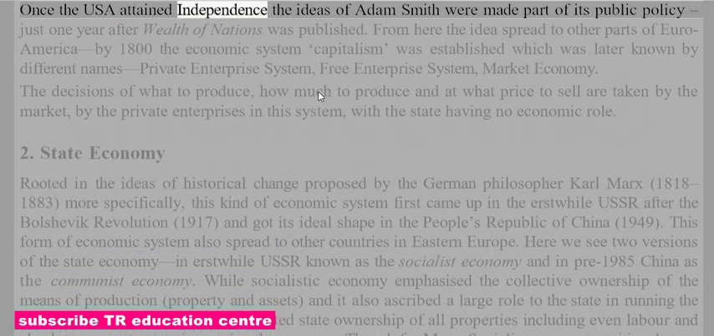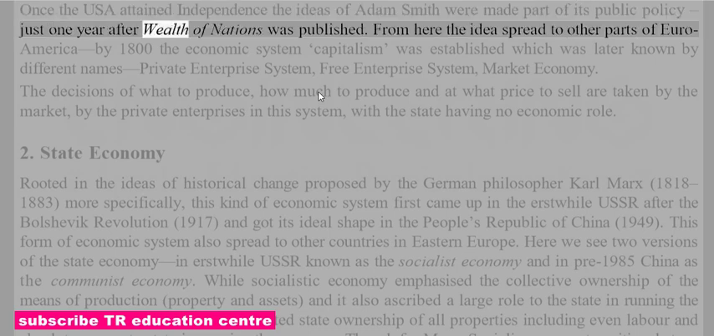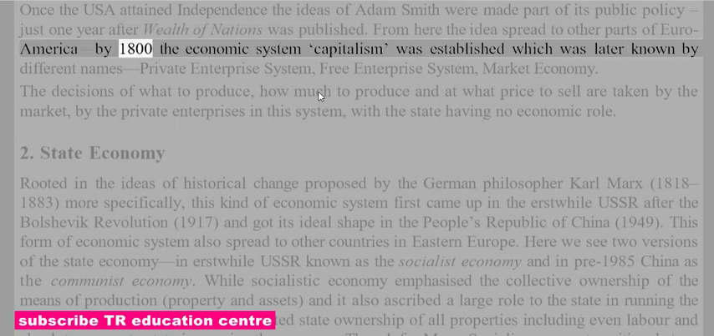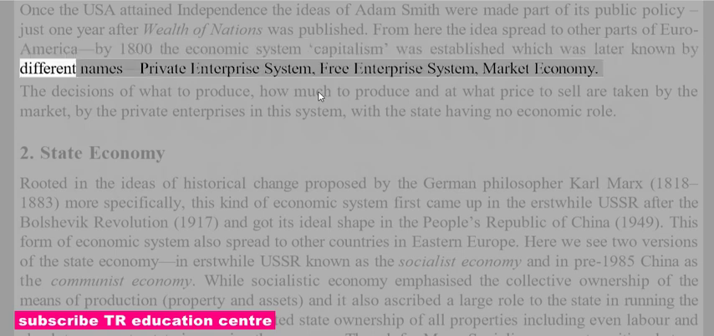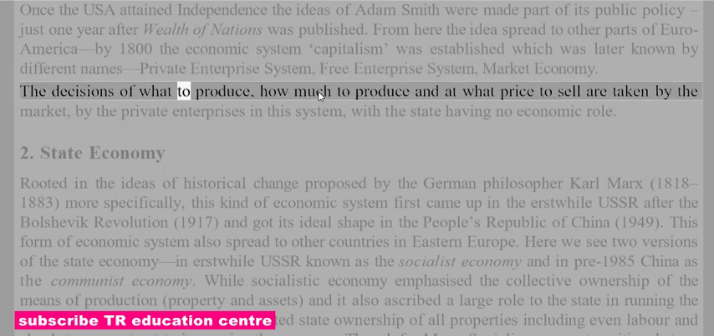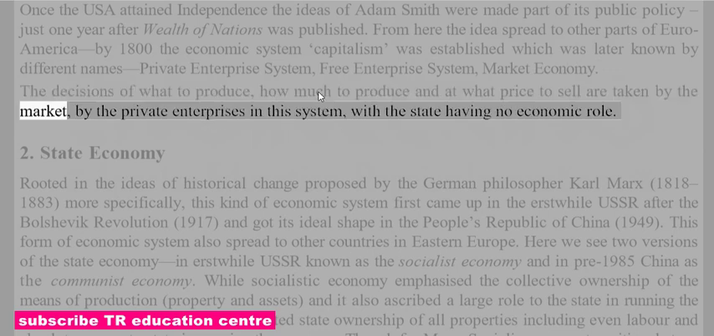Once the USA attained independence, the ideas of Adam Smith were made part of its public policy just 1 year after Wealth of Nations was published. From here the idea spread to other parts of Euro-America. By 1800 the economic system, capitalism, was established, which was later known by different names: private enterprise system, free enterprise system, market economy. The decisions of what to produce, how much to produce and at what price to sell are taken by the market, by the private enterprises in this system, with the state having no economic role.